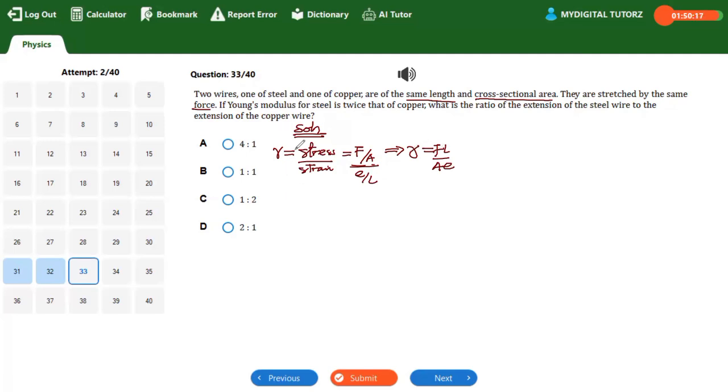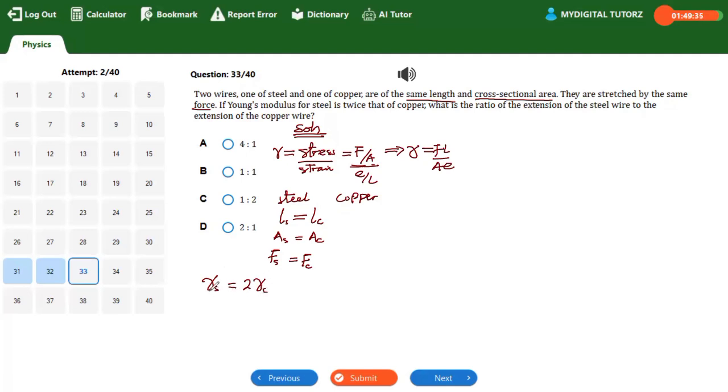So from this question, here is steel, and here is copper, for instance. So we're going to use S for steel and C for copper. So length of steel, LS, is said to be equal to length of copper, right? And the cross-sectional area of steel is the same as the cross-sectional area of copper. Also, the force applied on steel is equal to the force applied on copper. Is that understood? And the Young modulus of steel is twice that of copper, 2 times the Young modulus of copper. Is that understood?